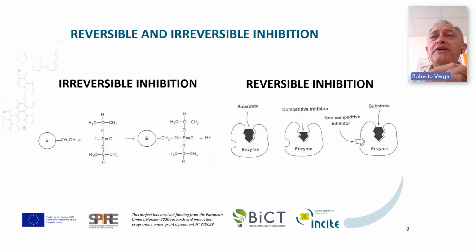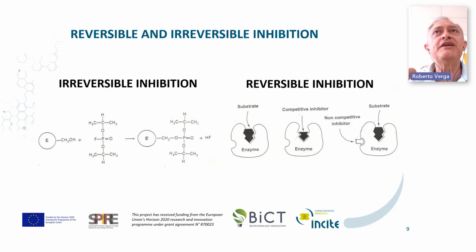In the non-competitive case, instead, I always have an interaction between the inhibitor and the enzyme, but not in the active site, but in another part of the structure of the protein. This interaction causes a deformation, a modification of the structure, which can influence the interaction between active site and substrate. Also in this case, I get a decrease of the activity.